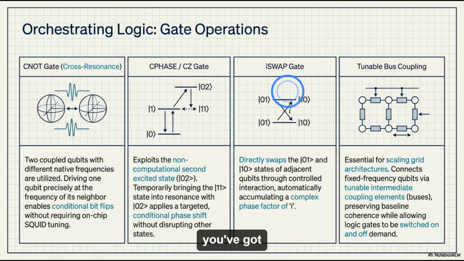Exactly. Then you've got iSWAP, which directly swaps 01 and 10 and tacks on a factor of i. And tunable bus coupling. That's how you scale. You connect fixed-frequency qubits through a tunable coupler, and you can turn interactions on and off on demand.